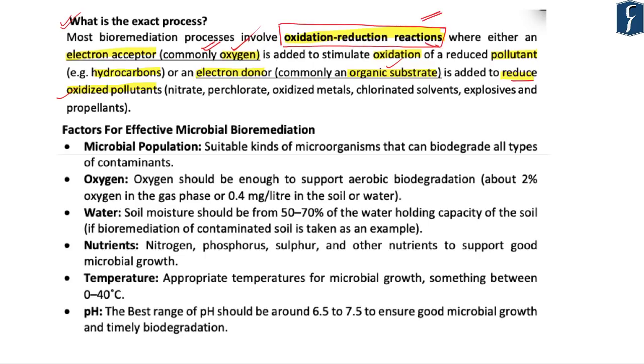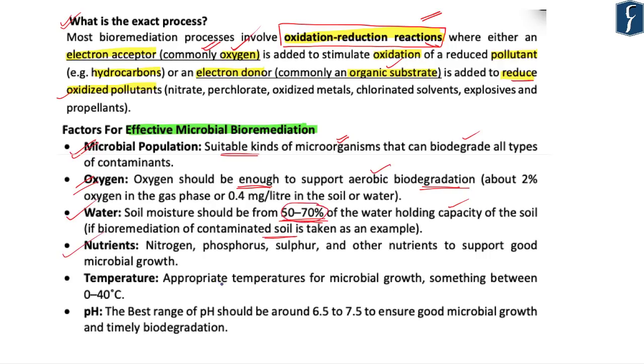Next, let us talk about the factors which are important so that effective microbial bioremediation can take place. First is microbial population, which is obvious. Certain kinds of microorganisms act in a better way against certain kinds of pollutants. So we need to choose suitable microorganisms that can biodegrade all types of contaminants. Second is the availability of oxygen. We need a good amount of oxygen present at the contamination site so that we can support aerobic biodegradation. Third is the amount of water. The moisture level in the soil or at the contamination site should be around 50 to 70% of the water holding capacity of the soil.